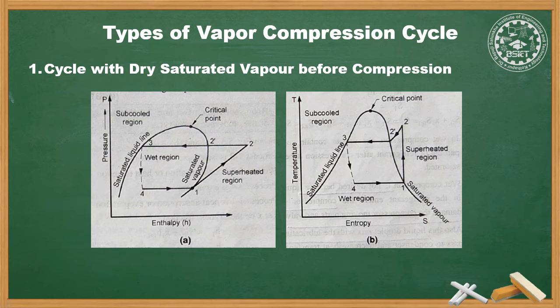The refrigerating effect is given by Mr into H1 minus H4, where H1 and H4 are enthalpies, and compressor work is given by Mr into H2 minus H1, where H2 and H1 are also enthalpies of the cycle. The coefficient of performance can be given by refrigerating effect upon compressor work. Hence, COP is equal to H1 minus H4 upon H2 minus H1.